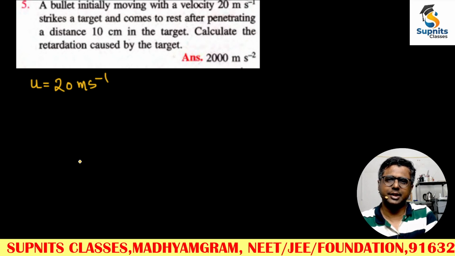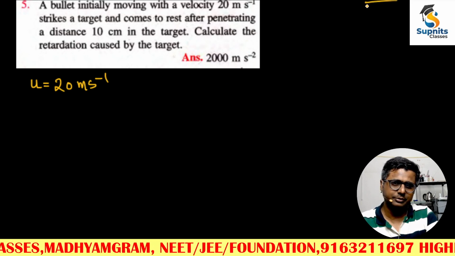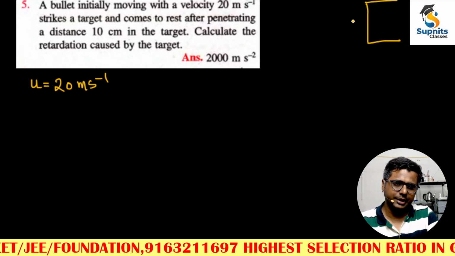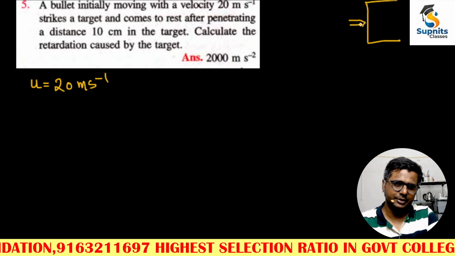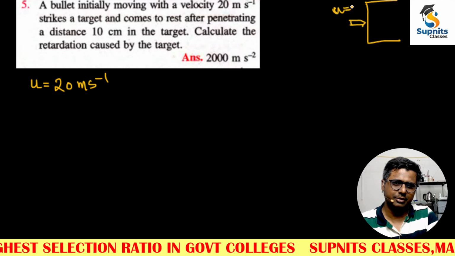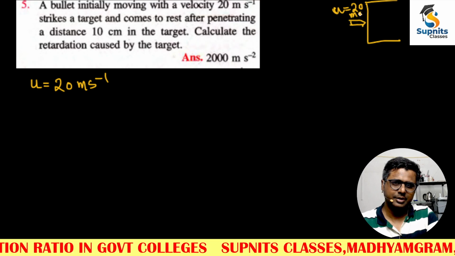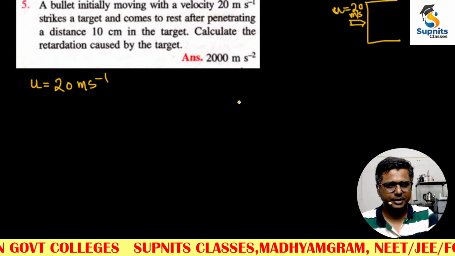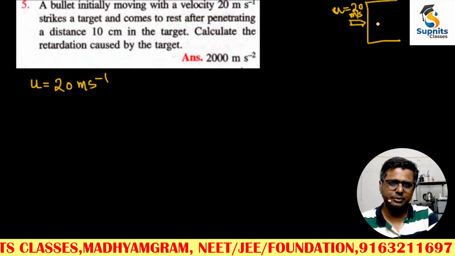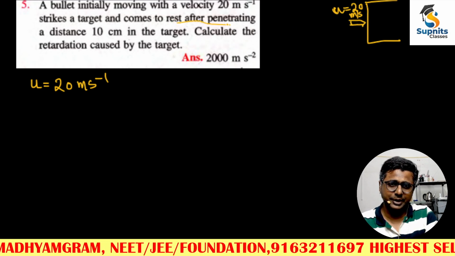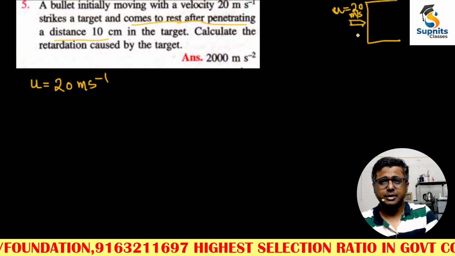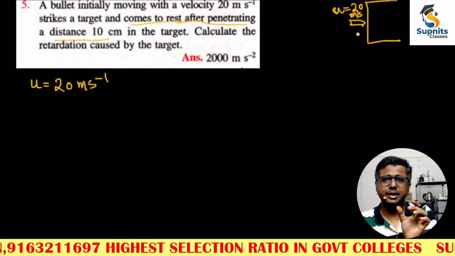Then what happens? The bullet strikes a target. So what we'll do is we'll draw this. This is the target. Before hitting the target, the bullet is over here, this is the shape of the bullet, and here the bullet has an initial velocity of 20 meter per second. Now this bullet penetrates into the target. It is said that after penetrating a distance of 10 centimeter, it comes to rest. That means finally the bullet is in rest position.